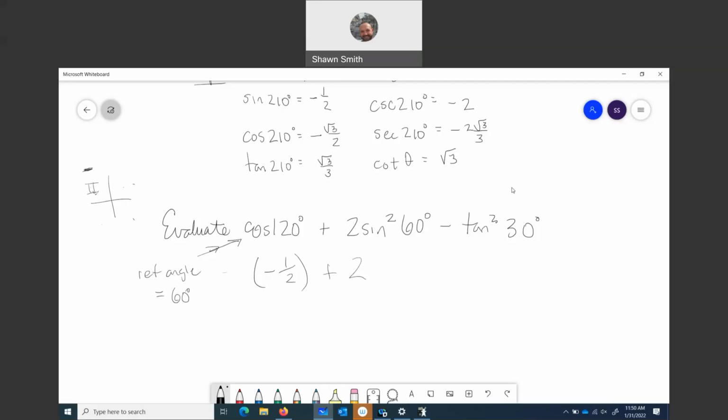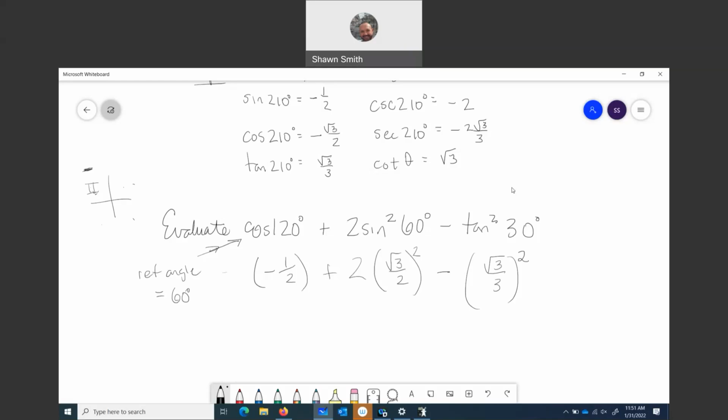Now we have 2 times sine squared. So that means after you get the sine of 60 degrees, we square it. So sine of 60 degrees is square root of 3 over 2, and square it. And then tangent of 30 degrees, we just did 30 degrees. That's square root of 3 over 3. Again, 60 degrees and 30 degrees are both in quadrant 1. All that's positive, so you don't have to worry about determining if it's positive or negative. And that's all squared.